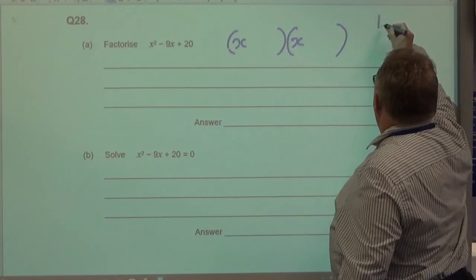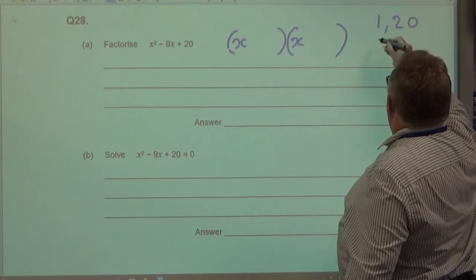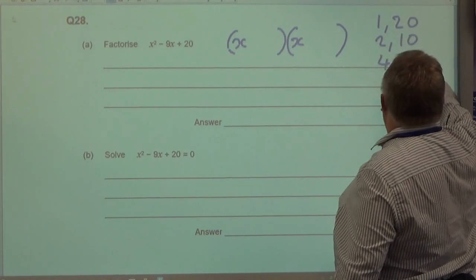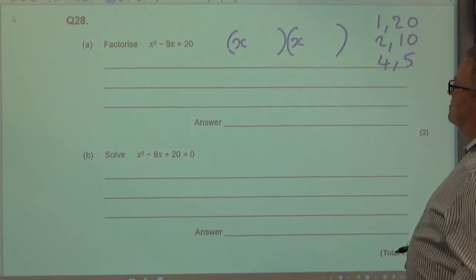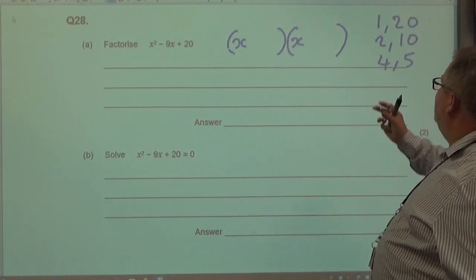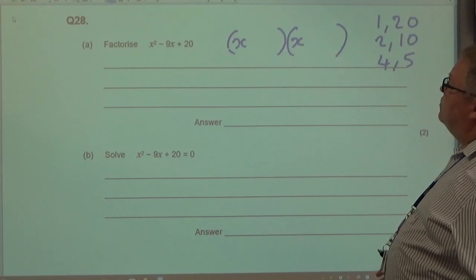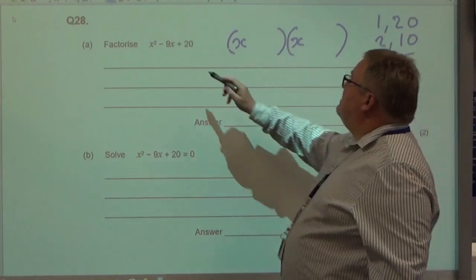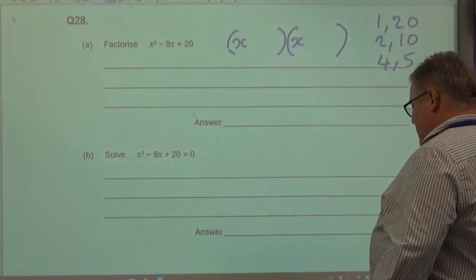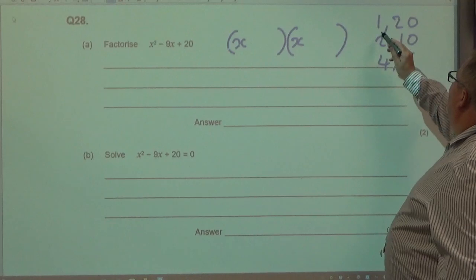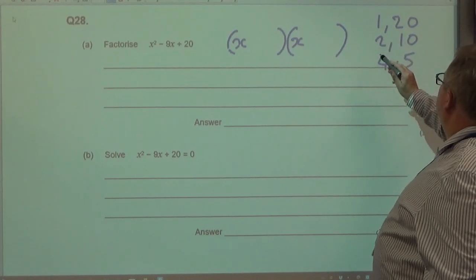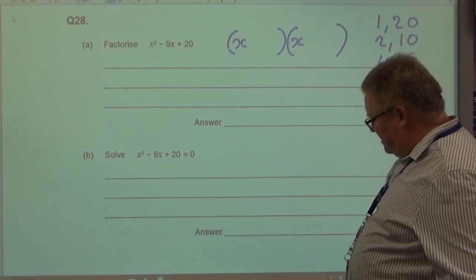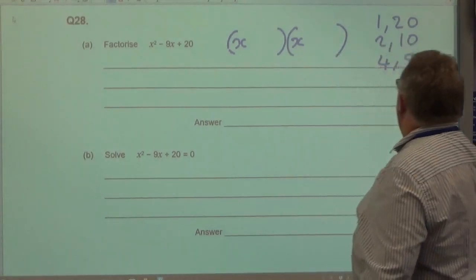So just quickly listing the factors of 20: 1 and 20, 2 and 10, and 4 and 5. Now, whichever factor is right, we want to be able to add these numbers up and it will give us the middle number. So I'm going to add those up. 1 plus 20 gives us 21, 2 plus 10 gives us 12, 4 plus 5 equals 9. But oh, wait a minute, it's minus 9, isn't it, we're looking for?